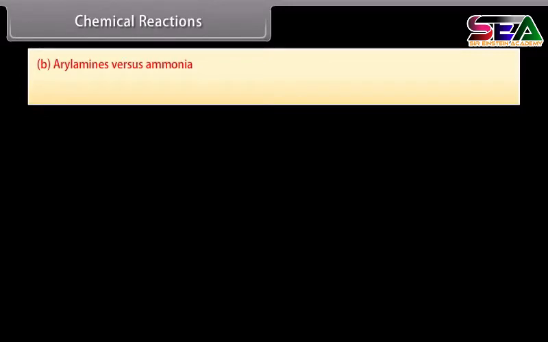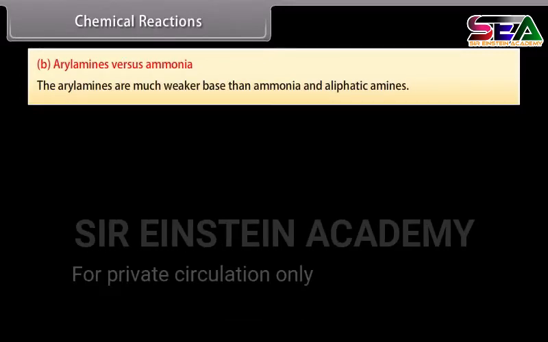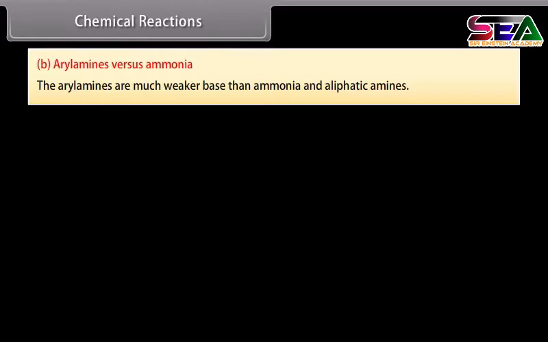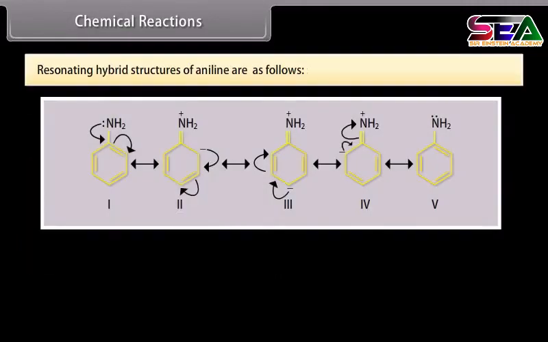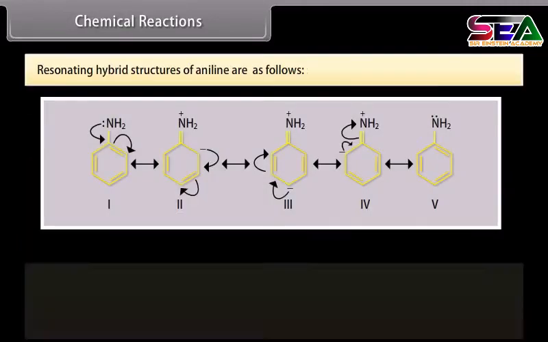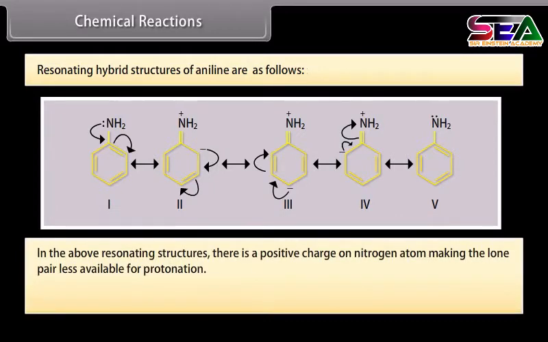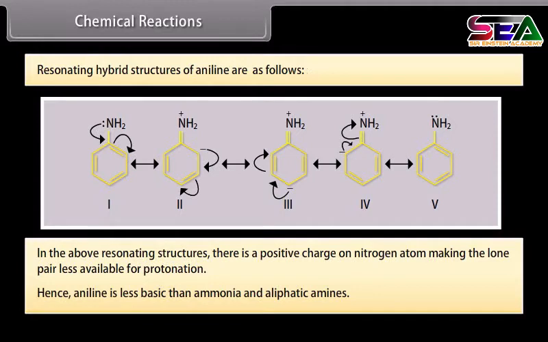Arylamines versus ammonia. The arylamines are much weaker bases than ammonia and aliphatic amines. In aniline or other arylamines, the NH2 group is linked directly to the benzene ring. Due to the resonance effect, the unshared pair of electrons on nitrogen is delocalized into the pi electron system of the ring. Resonating hybrid structures of aniline are as follows. In the above resonating structures, there is a positive charge on the nitrogen atom, making the lone pair less available for protonation. Hence, aniline is less basic than ammonia and aliphatic amines.